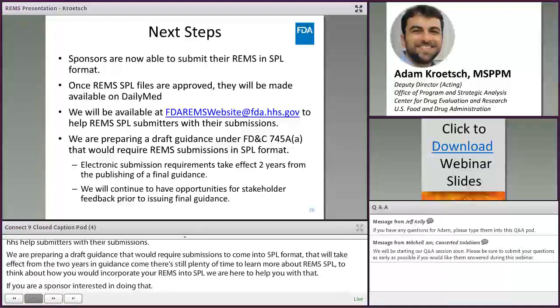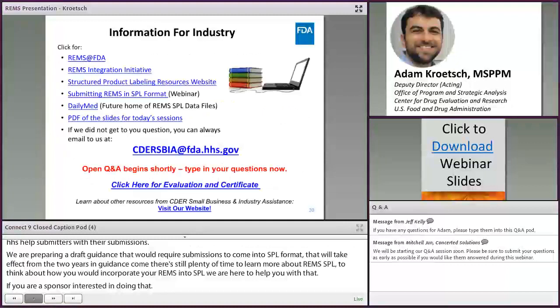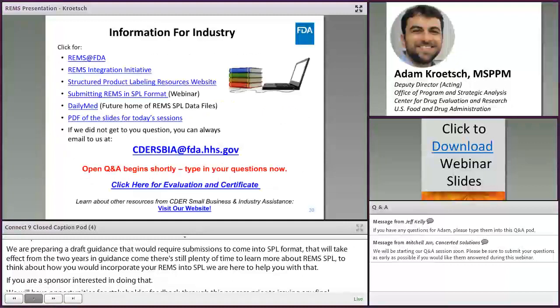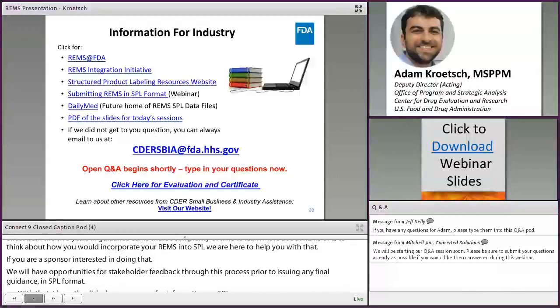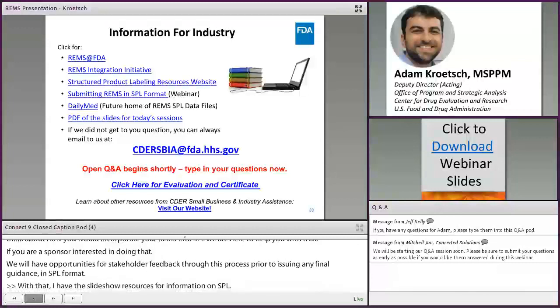So with that, this slide shows some resources for more information about SPL and for more information about our broader REMS integration initiative of which SPL is a part. So with that, thank you for your time. I'll now turn it over to Ray to introduce the Q&A.